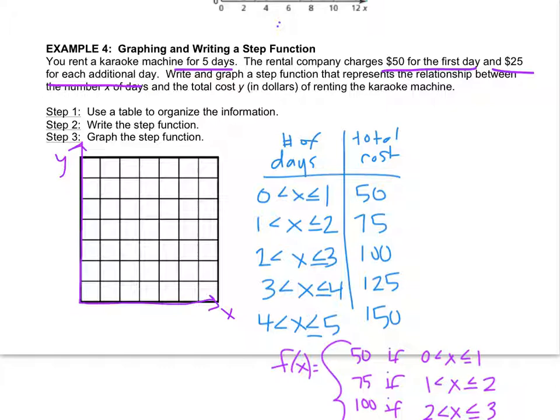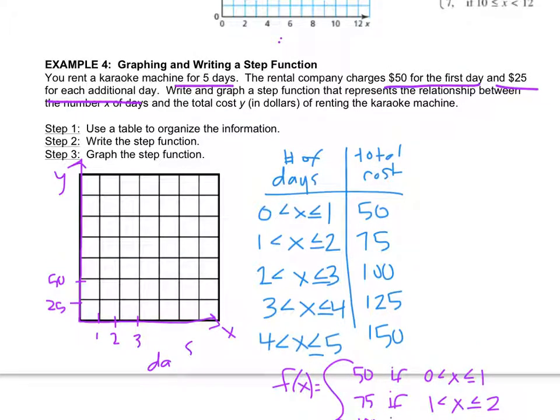And the scale is pretty easy. We can go by 1s on the x, and we can go by 25s on the y. So this is days, and this is cost. So I look here at the chart. It's going to be an open circle at 50, and it's going to be a straight line all the way to a closed circle at 150.